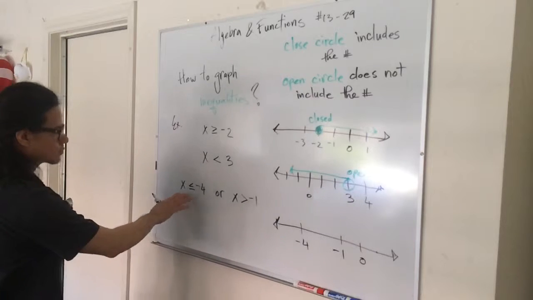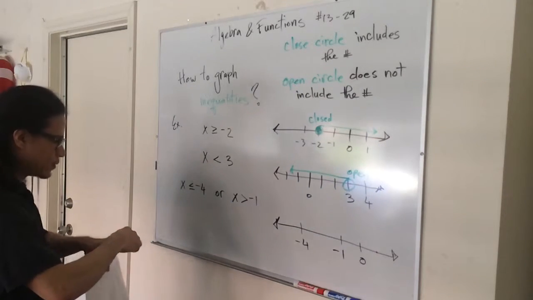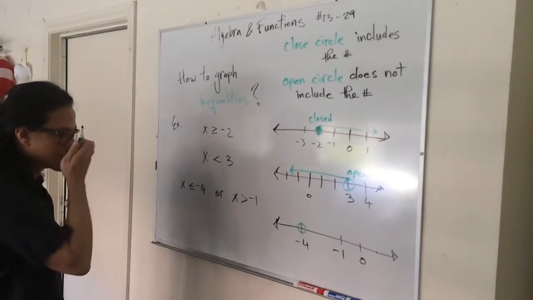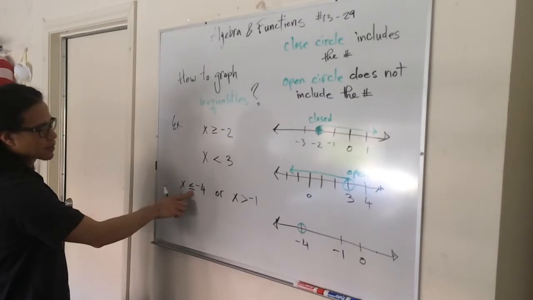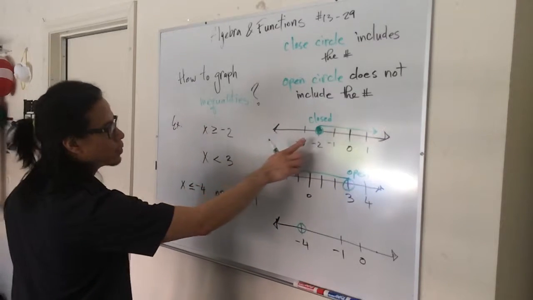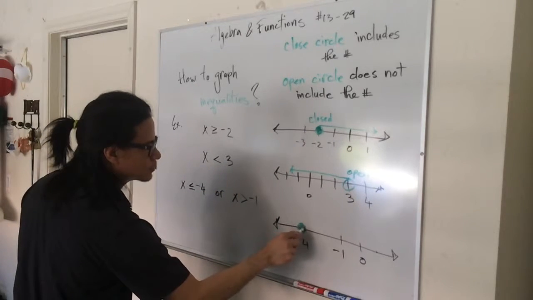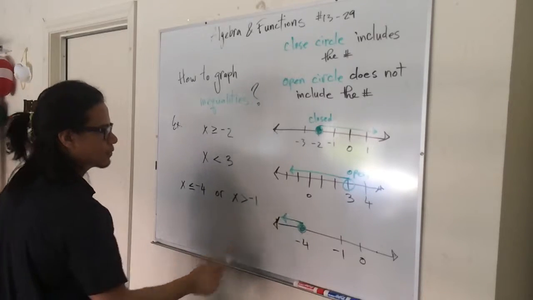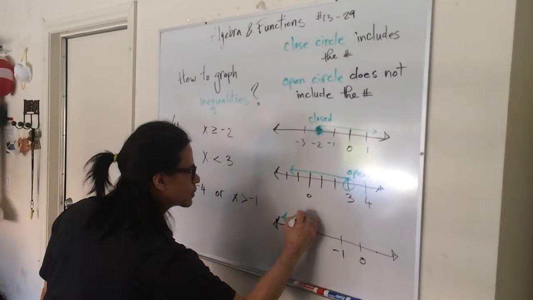Okay, so let's focus on one at a time. If x is less than or equal to -4, let's make a circle at -4. Is it going to be a closed circle or an open circle? Since it includes -4, we're going to have a closed circle. Okay, less than takes us to the left. Okay, so this is a closed circle.